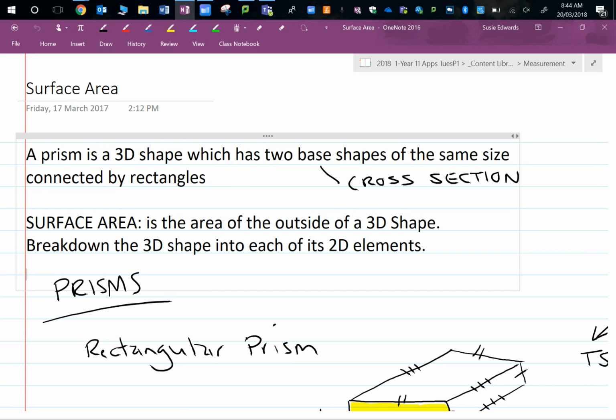So I couldn't find anything around the room which looked like a prism, except for that. So we're going to go with this as our prism to start with, okay? Let's see if I can find anything else.